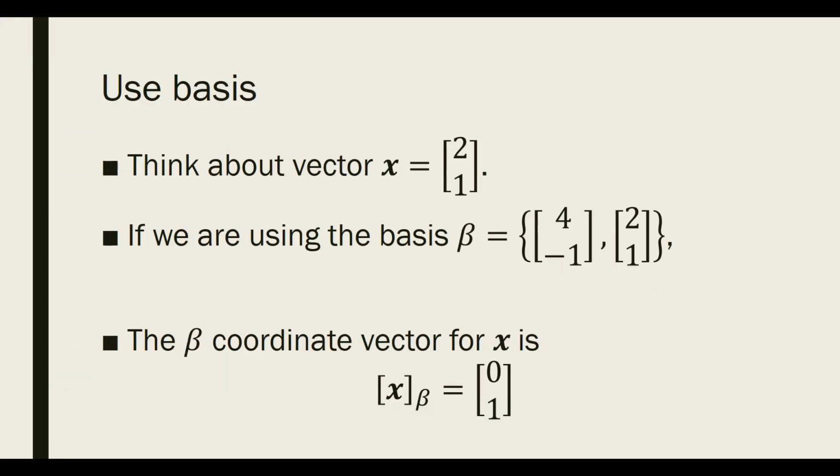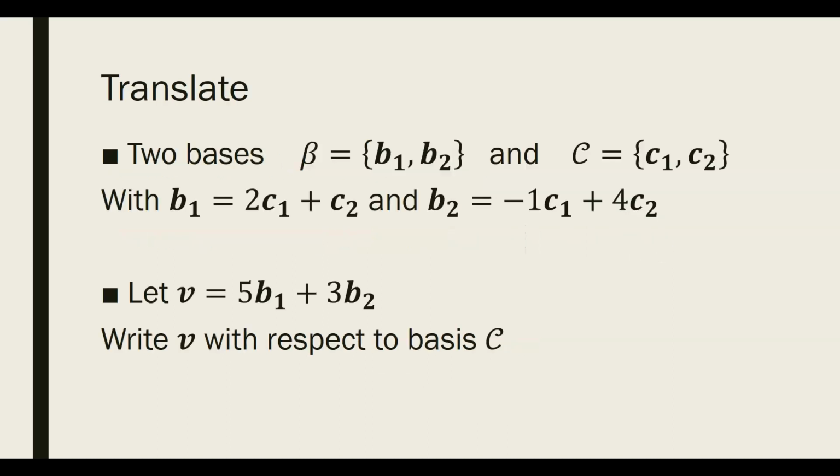So let's try to think about how we would translate from one basis into another basis. Let's say we have this basis here, which is B1, B2, and another basis, which is C1, C2, and we have this relationship between them. These equations: B1 equals 2C1 plus C2, and B2 is equal to negative 1C1 plus 4C2.